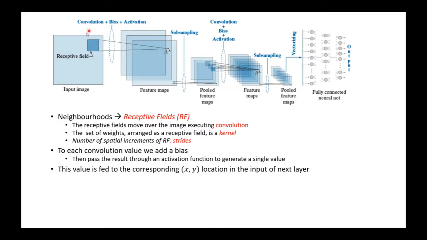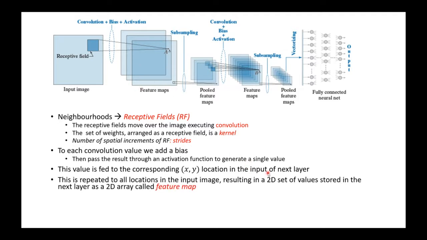This value that we get from the convolution is fed to the corresponding X and Y location in the next layer. And what's going to be the next layer like? It's going to be other images that will be the result of convolution on this image. In this case, there are 3, and of course, these images change their name. They are not images resulting from convolution. They are feature maps.